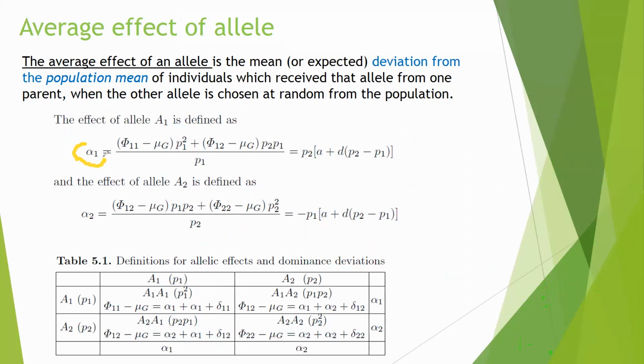So now, suppose this is alpha 1, okay? Not to be confused with the additive effects. This is alpha 1. We use alpha 1 to represent the average effect of allele A1. Since this is the expected deviation from the population mean, we still use the expected value formula, which is the summation of any possible outcome multiplied by its probability. We keep using the same formula here.